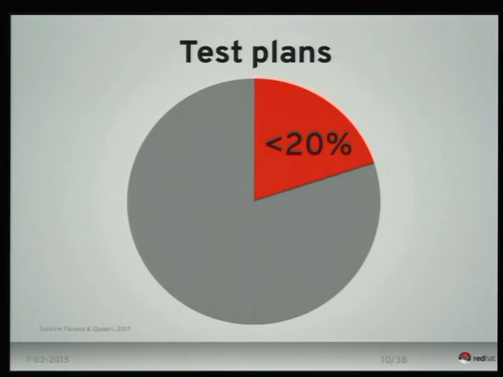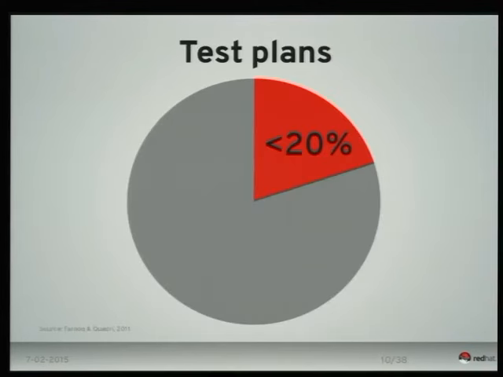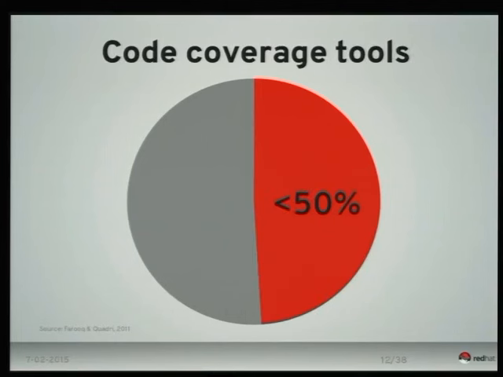So, a study in 2011 took a look at many open source projects, and less than 20% of them actually use any kind of test planning. Only 40% use some kind of test tool, either a framework or some kind of automation. Just under 50% use code coverage for the testing that they do.